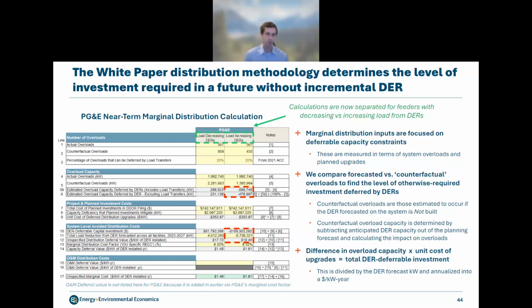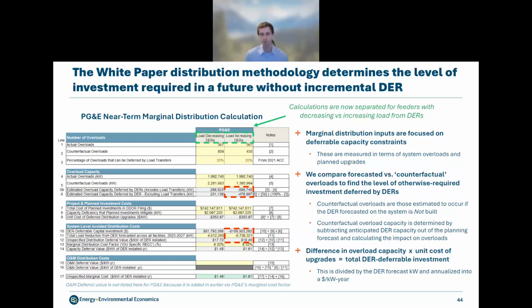But if you're going feeder by feeder and say that the net load impact of DERs on some feeders is positive and on some other feeders is negative, but then you blend all those together, when you take the step to divide by the capacity of forecasted DER, those signs might not match up and you can end up with a negative marginal cost result. So that's what was occurring when we were following the prior methodology using the updated numbers.